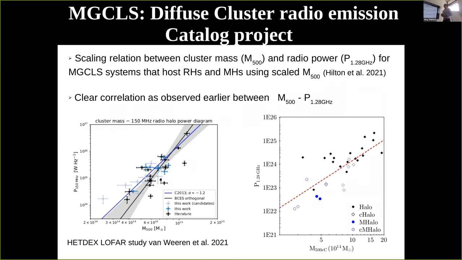And adding more to the picture of that, we are able to check the scaling relation between the cluster mass and the radio power for the MGCLS systems that host radio halos and mini halos, also including the candidate system over here, by using the scaled M500 masses from Hilton et al. 2021. As observed earlier, for example, from the HeRTA study from van Weeren et al. 2021, of course scaled to a different frequency of 150 megahertz, this is preliminary results. We are able also to see a clear correlation that has been observed between M500 and the radio power.